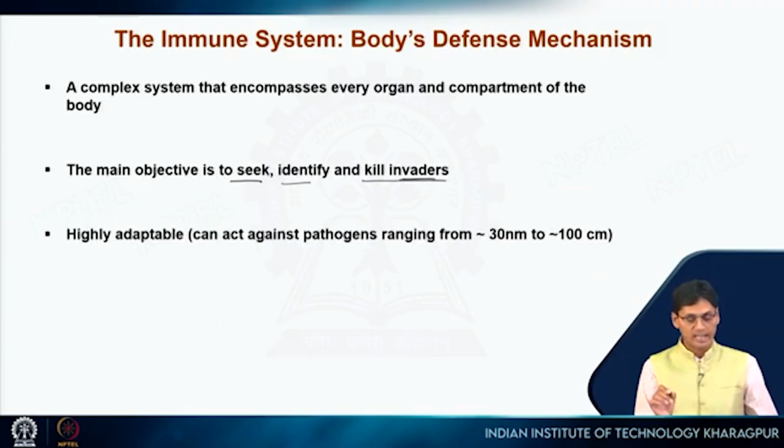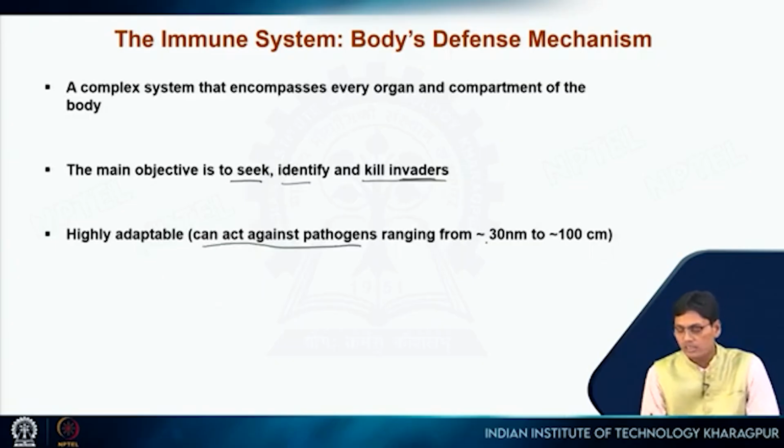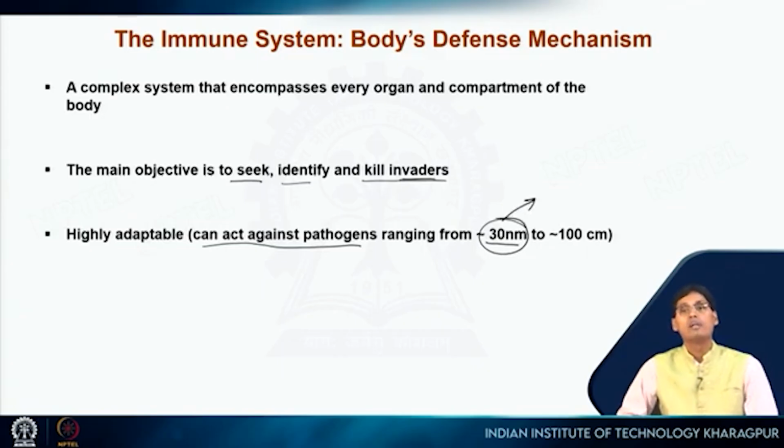And then another important thing is that it is highly adaptable in nature. As you can see, our immune system can act against pathogens ranging from 30 nanometers, right? So what is 30 nanometer? In the last module, module 9, I discussed 30 nanometers. It can be a very small virus, right? Those small viruses can be in this range, 30 nanometers in diameter.